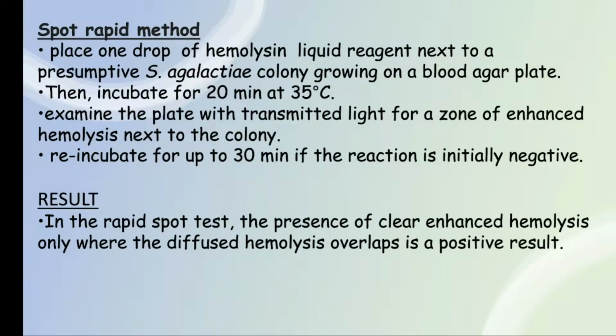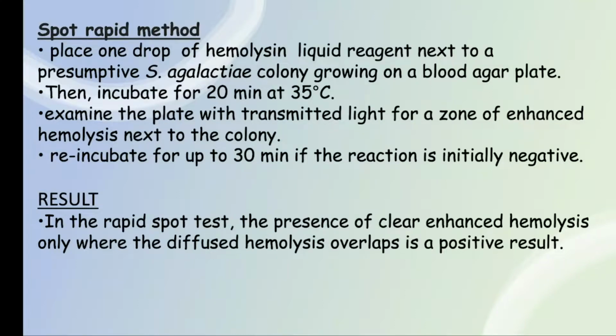Next, we are going to discuss the spot or rapid method, in which we take a plate of blood agar, put a drop of hemolysin, that is beta lysin, there, and near to that we will place a Streptococcus agalactiae colony. Then we are going to incubate it for 20 minutes at 35 degrees Celsius. Then you will examine the plate through transmitted light, and if there is a zone of enhanced hemolysis, it is a positive test. But if we are still not able to see hemolysis, then we are going to re-incubate this for up to 30 minutes, because the reaction was initially negative.